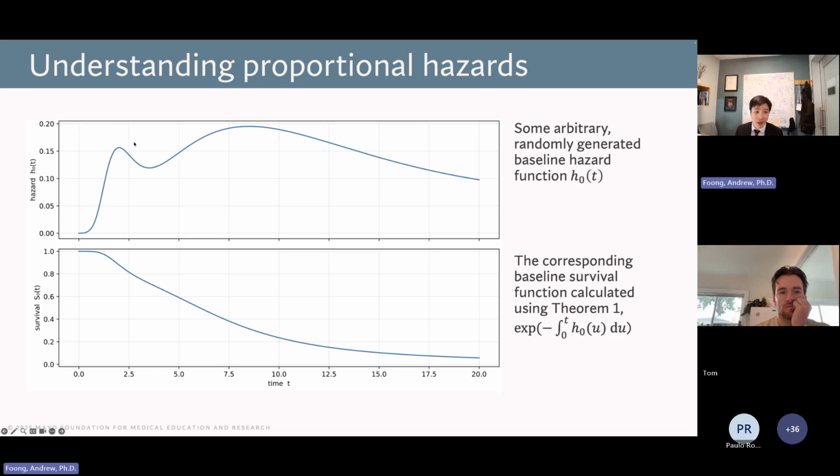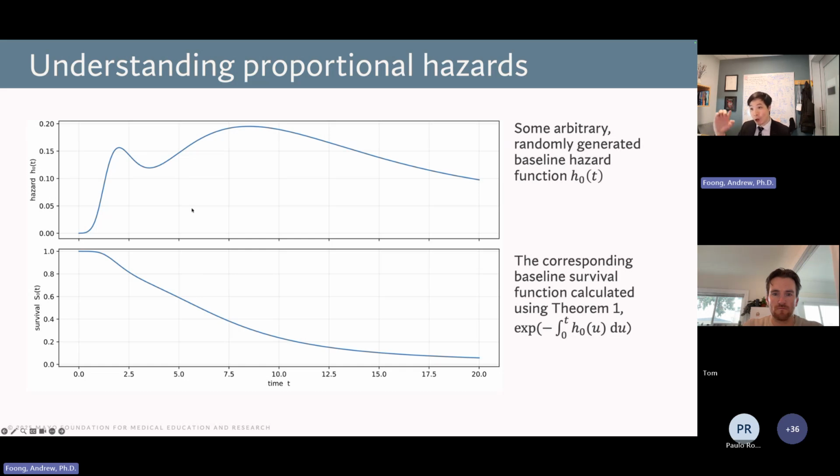Now you can run this integral numerically on this hazard function h naught, and then if you use theorem 1, you get the following survival function. Now notice a few things about the survival function. First of all, the survival function is monotone decreasing. In other words, the probability of not experiencing the event can only go down. It can't go up again.